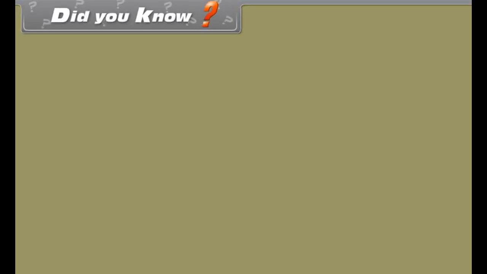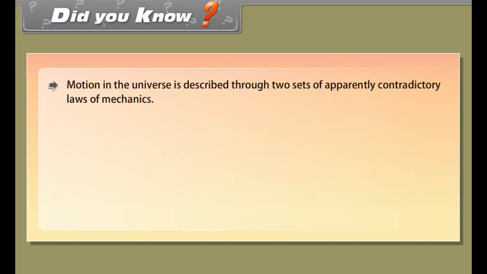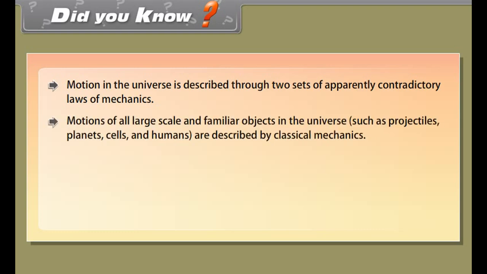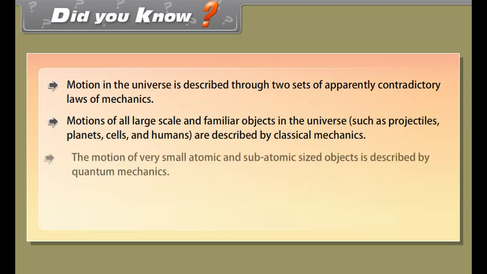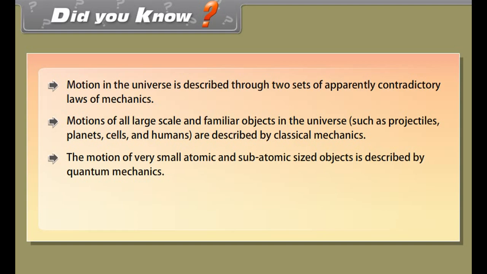Did you know? Motion in the universe is described through 2 sets of apparently contradictory laws of mechanics. Motions of all large-scale and familiar objects in the universe, such as projectiles, planets, cells, and humans, are described by classical mechanics. The motion of very small atomic and subatomic-sized objects is described by quantum mechanics.